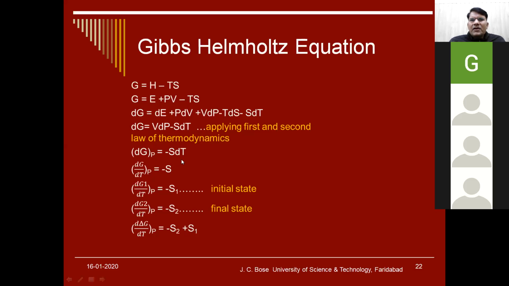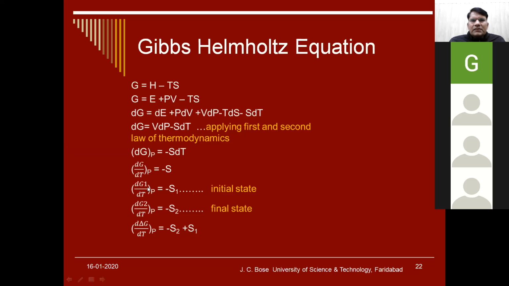Then dG by dT at constant pressure will be equal to what? Minus S, because this dT will be there. Either you do differentiation or this dT term will come out in the denominator. Anyway, you can understand. So this change in Gibbs free energy per unit change in temperature, this is dG by dT, and we are keeping the pressure constant. It comes out to be minus S.